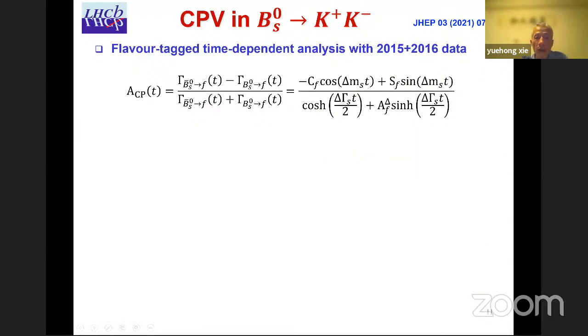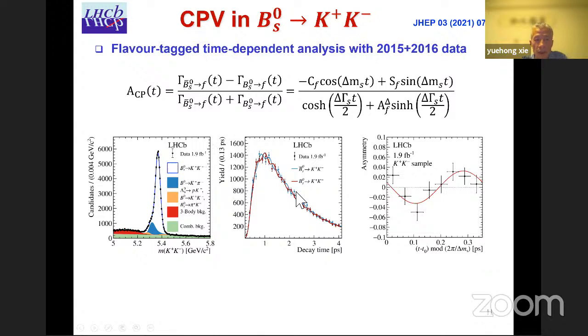Another B_s to DK channel which LHCb recently started is B_s to K plus K minus. We measure the time-dependent CP asymmetry from a flavor-tagged analysis using data collected before 2017. On the left, you can see a clear B_s to KK mass peak.